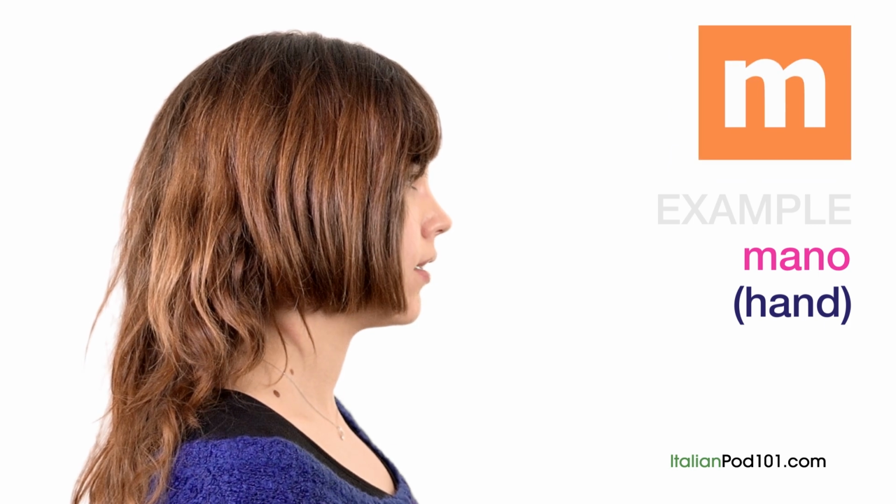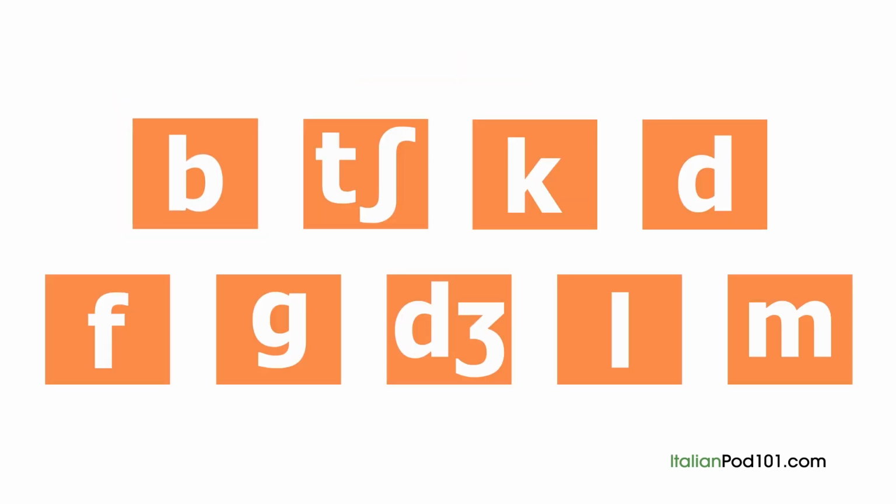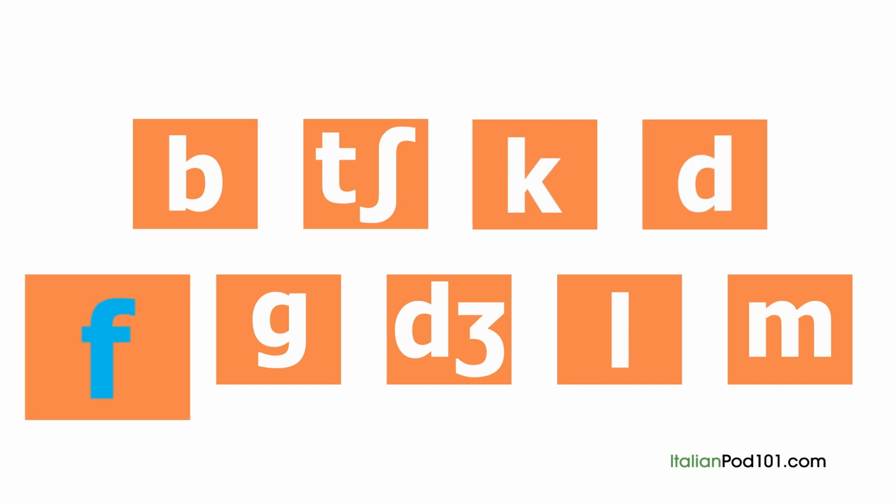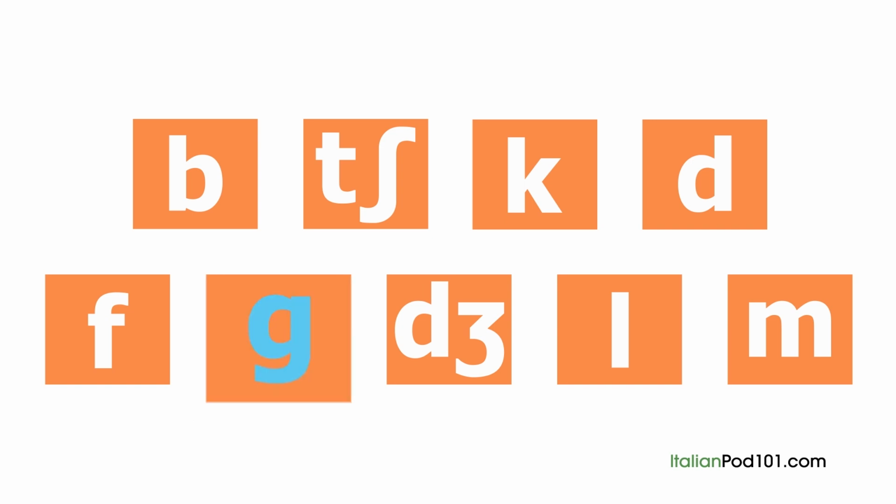Well done! You just learned your first 9 Italian consonants. B, ch, k, d, f, g, j, l, m. In the next lesson, you'll learn 10 more consonant sounds that are identical to the ones in English.